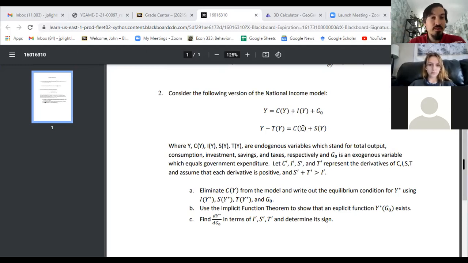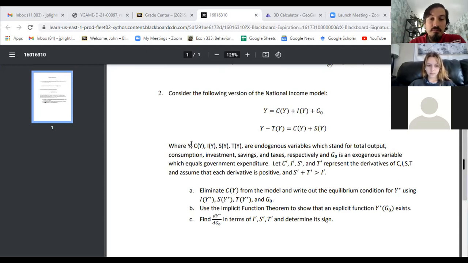Of course, what do you do with the money that you have? You either consume it, that's CY, or you save it, SY. And pretty much that's the only two things you can do with it. So this is also an identity. And okay, so this model is like, what if we take these two identities and try to solve for some equilibrium condition for Y?